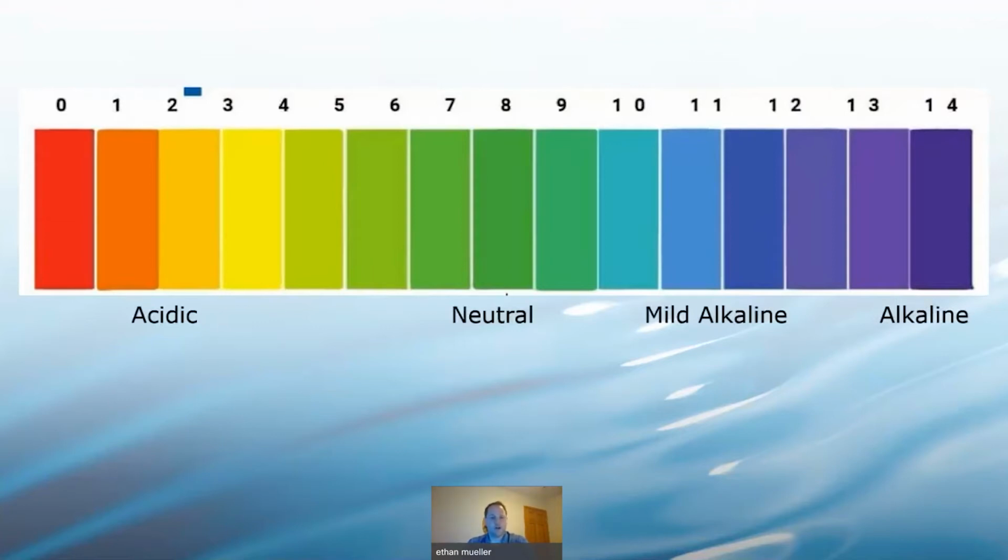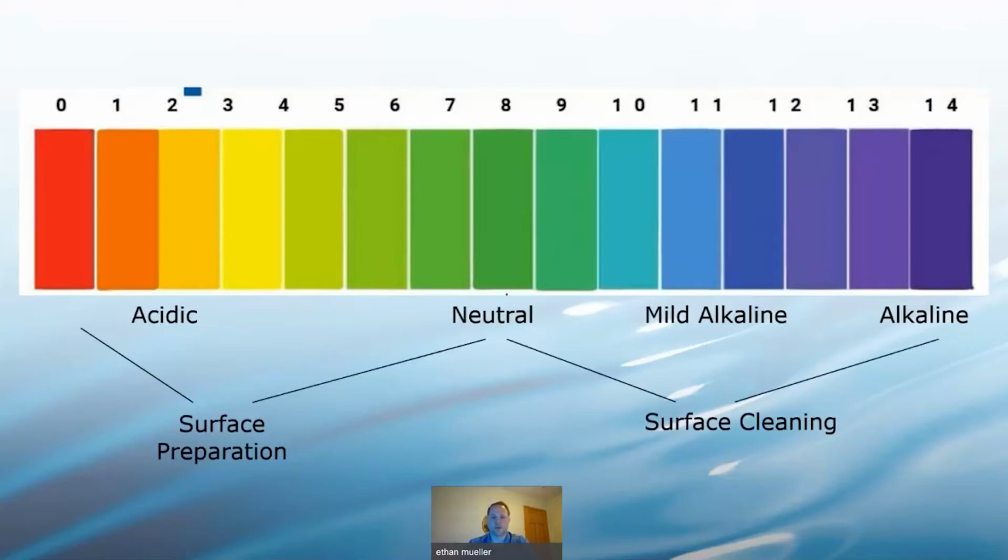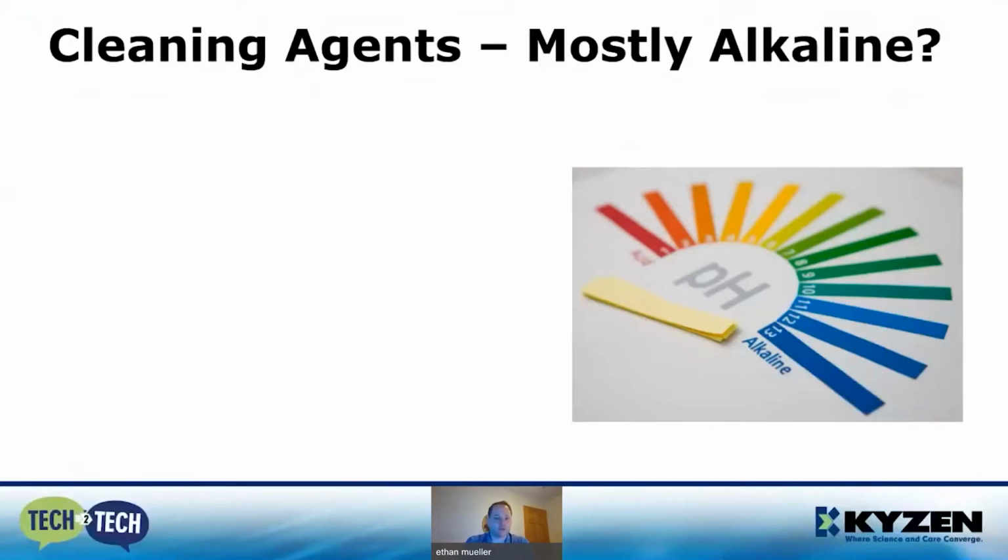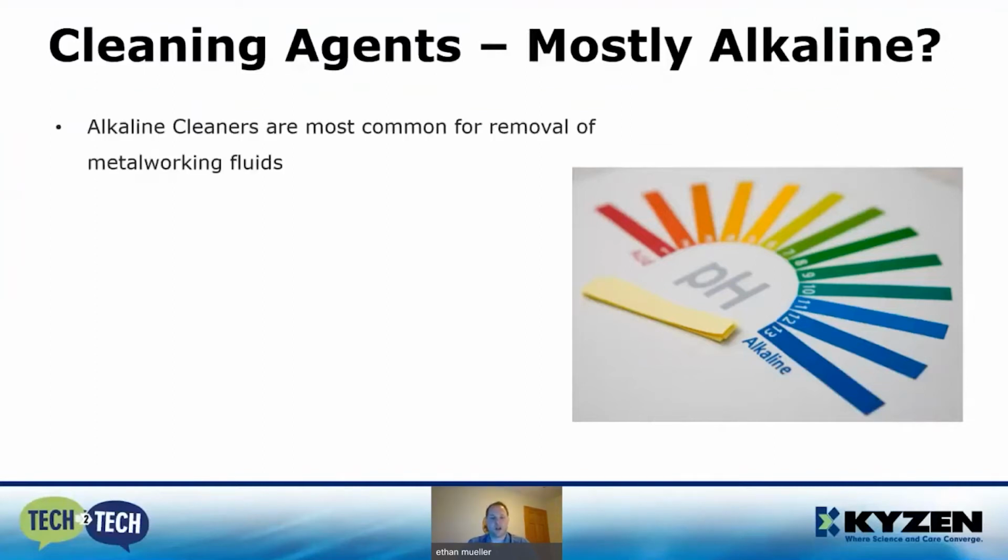what their applications are. From acidic to neutral, we're typically using these products for surface preparation, and for neutral to alkaline, we are generally using these for surface cleaning. So when it comes to cleaning agents, they're mostly alkaline. And why is this? Really the reason is because the alkalinity provides us with the chemical action that we need to do the cleaning, to remove a lot of common metalworking contaminants.